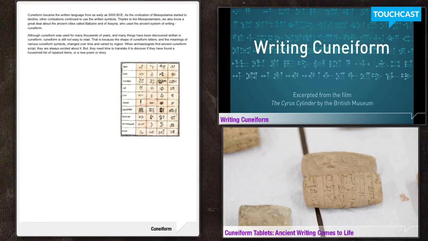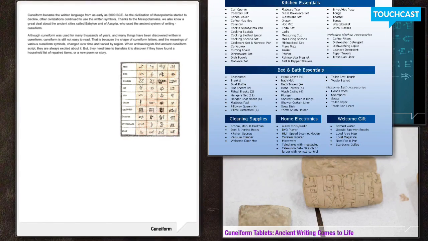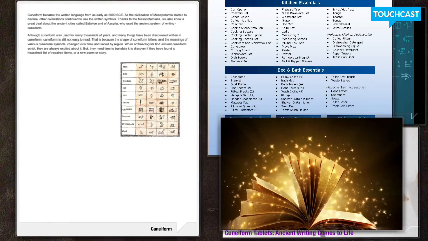Now, anytime though archaeologists find cuneiform on a clay tablet, they're extremely excited. Here's the downside. It takes time to translate. And in their excitement, as they translate, they don't know for sure if what they have found is a household list of supplies or possibly an amazing poem or story or tribute to somebody who lived those many thousands of years ago in ancient Mesopotamia.